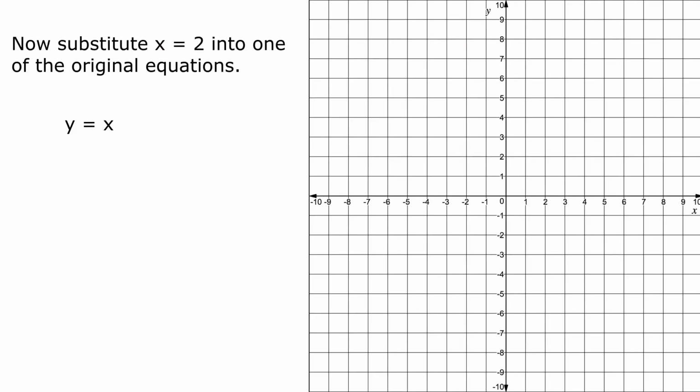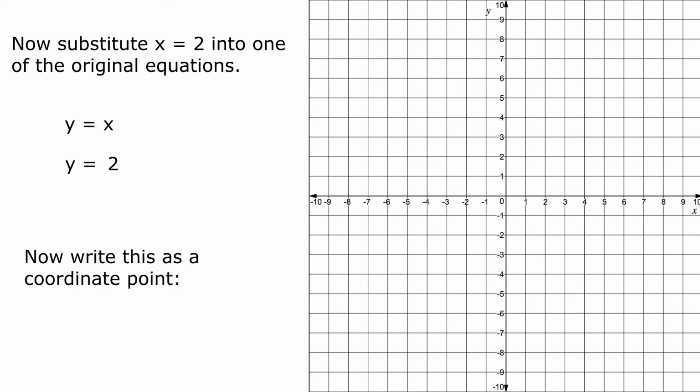Okay. So what I want to do now is, I've got one answer, x equals 2. I want to take that and substitute it back into one of the original equations. I could use y equals x, or I could use y equals 4 take away x. It wouldn't matter which one I use. I'm just going to use the first one because it happens to be the first one. That equation is y equals x, and in place of the x, I'm going to replace that with the number 2. So in this case it's a very straightforward substitution.